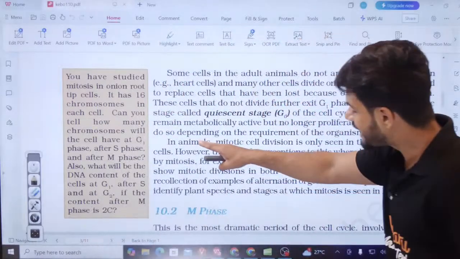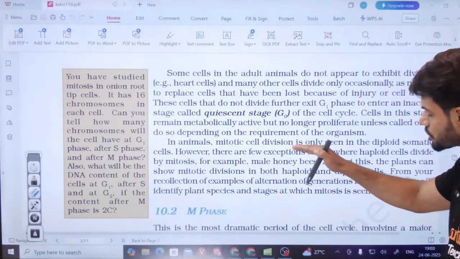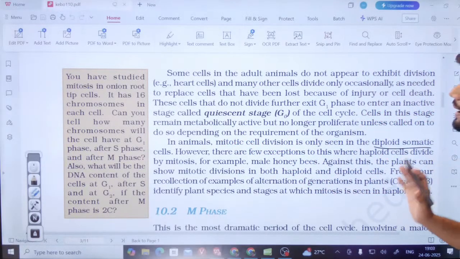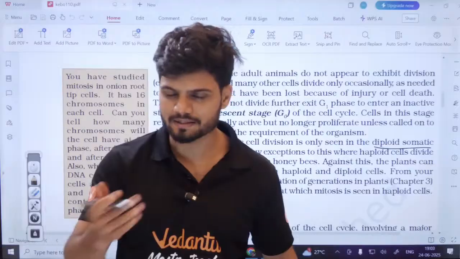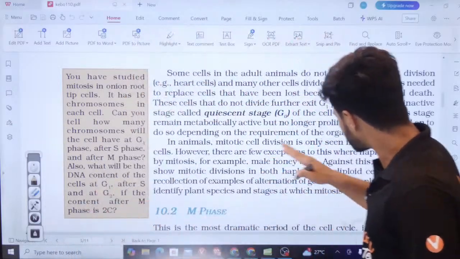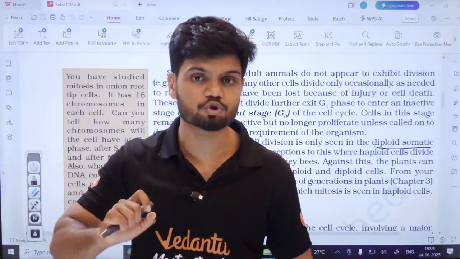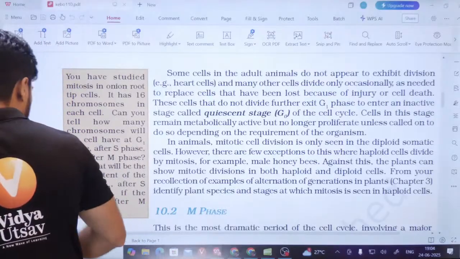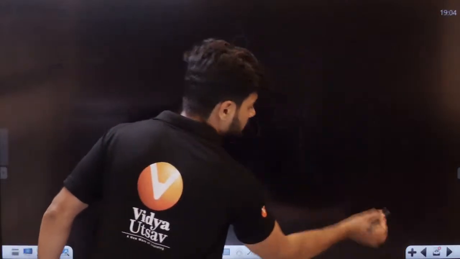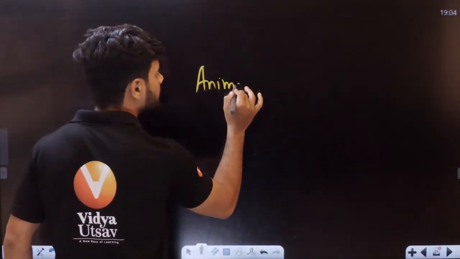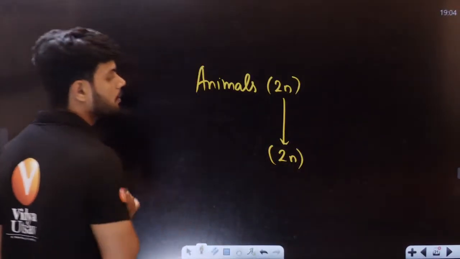Now, in animals, the mitotic cell division is only seen in the case of diploid somatic cells. The whole meaning, students, is that I will do reproduction this week itself. Now, what do I mean by this line here, students? Usually mitosis happens in diploid cells. In the case of animals, a diploid cell undergoes mitosis.